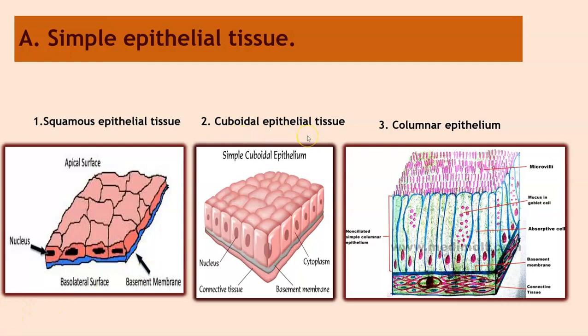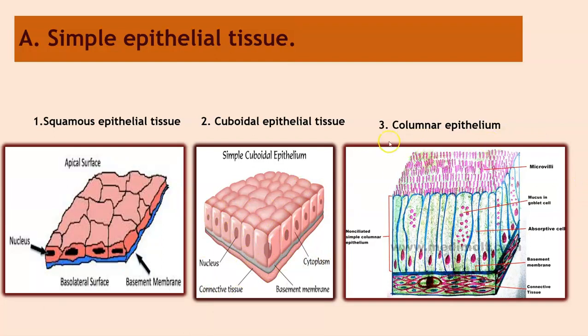Next, we have the cuboidal epithelial tissues. In this tissue, the cells are cuboidal in shape. They have a spherical nucleus at the center. Now, the function is absorption, secretions. They are found in the lining of your pancreatic duct, salivary duct, proximal and distal convoluted tubules. So, they play a very important role in the process of excretion and osmoregulation. Osmoregulation is maintaining the water balance of the body.